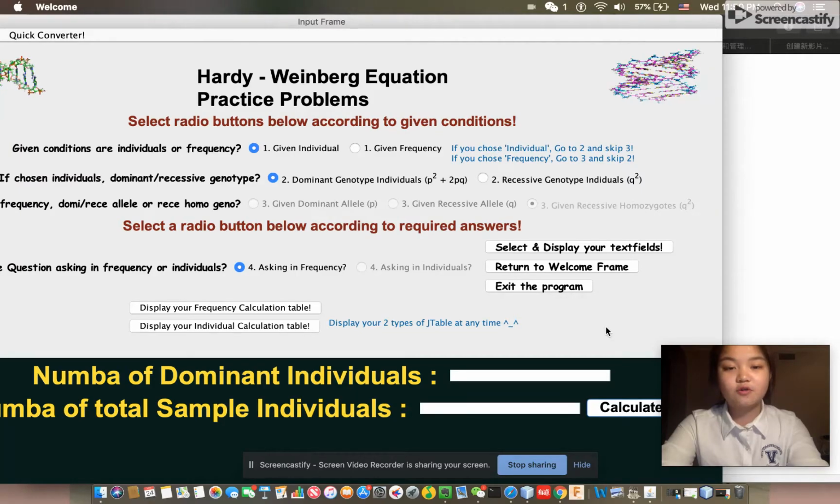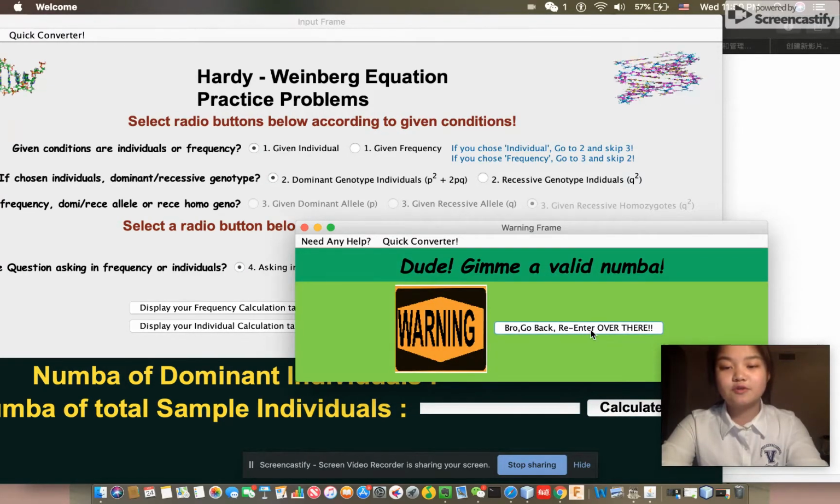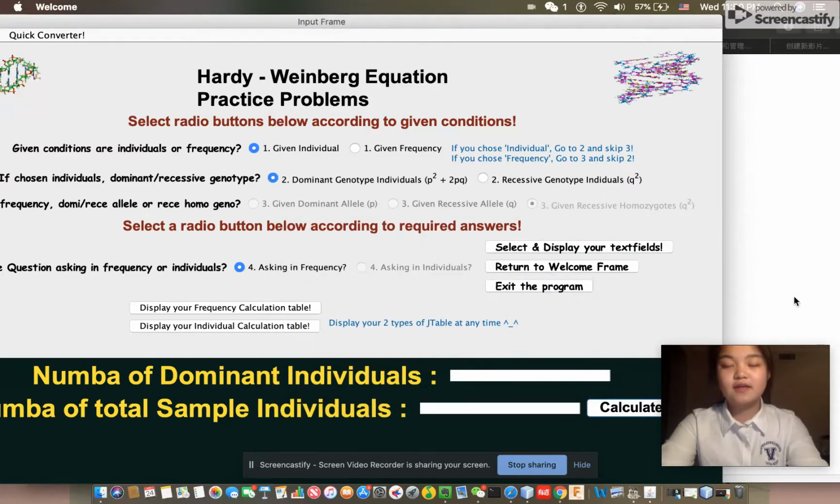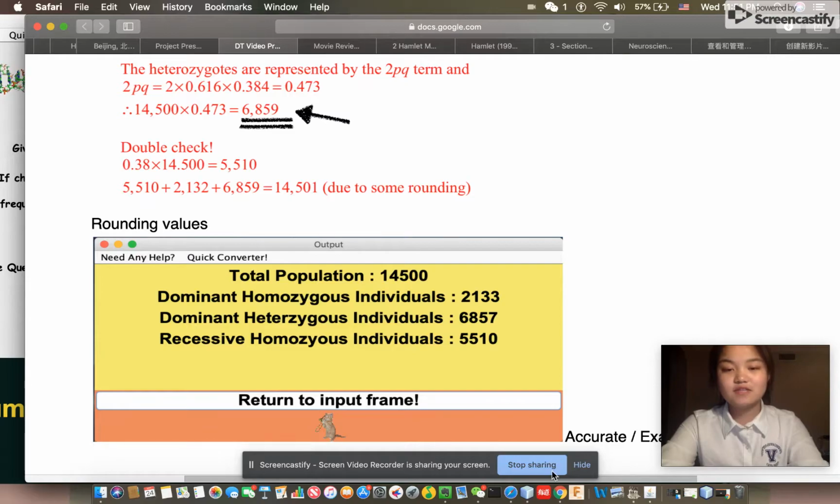And also if you enter characters, it will say give me a valid number, also showing the error. That's all my function can do. So if you want to know more, you can just use this. Thank you for your listening.